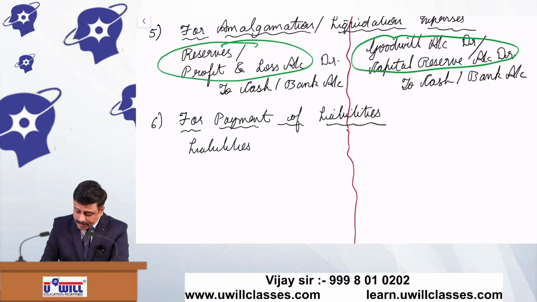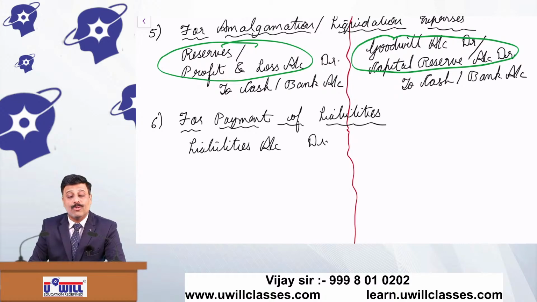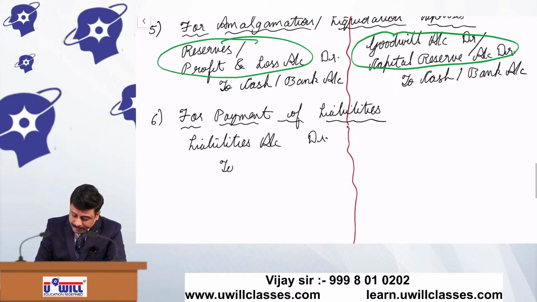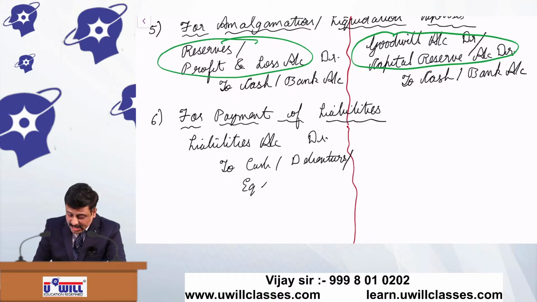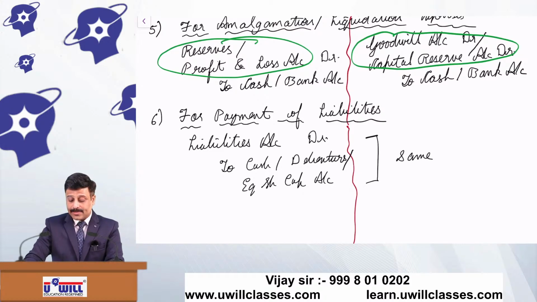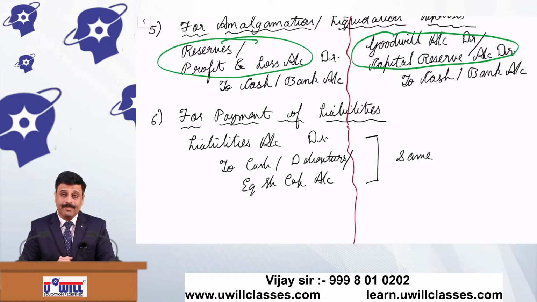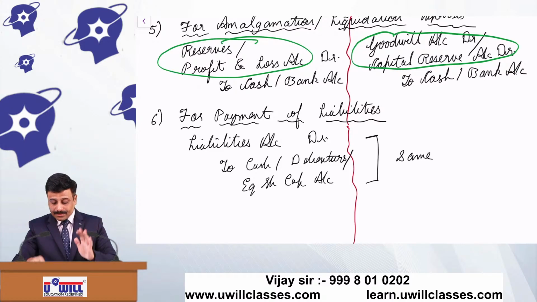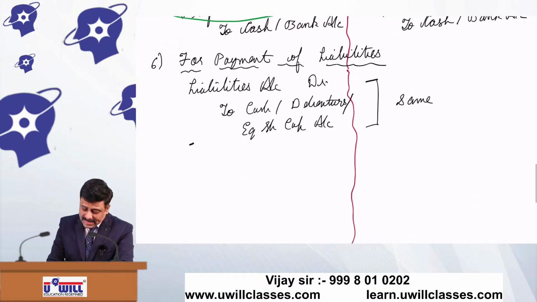Liabilities are the receiver, debit the receiver, liabilities account, debit. And whatever you give them, cash, debentures, in some cases you give them equity shares also, so equity share capital, whatever you give them you'll credit that. And in both the cases, whether pooling of interest method or purchase method of accounting, this entry will remain same. And you remember, generally this entry will be what? Debenture to debenture.